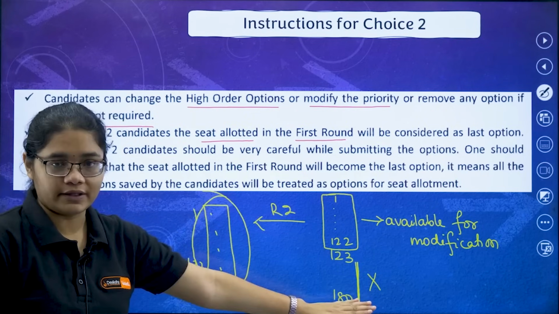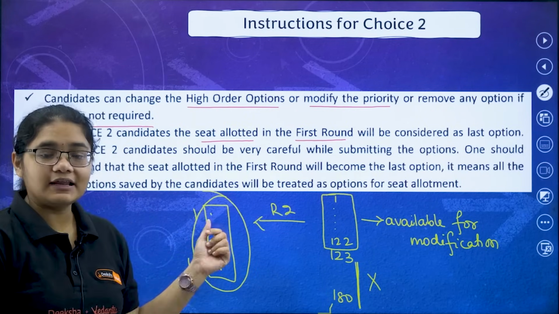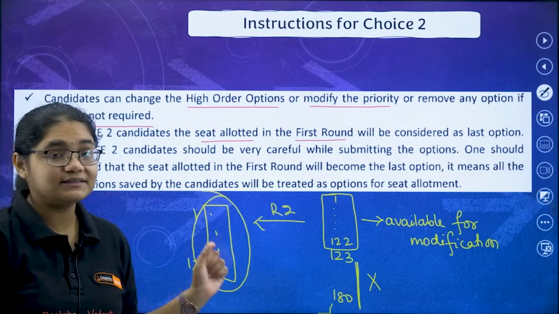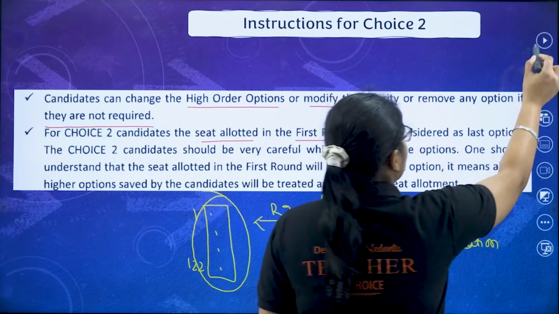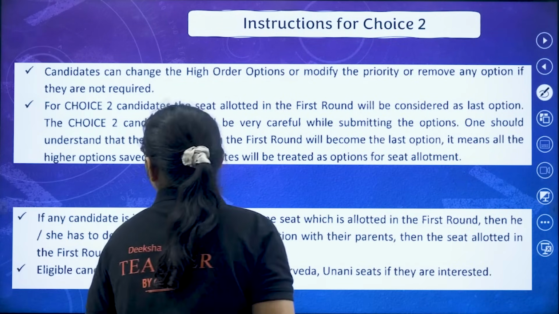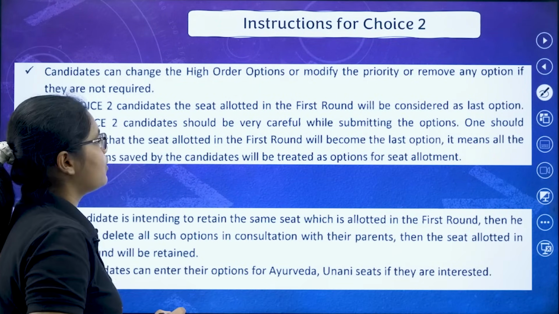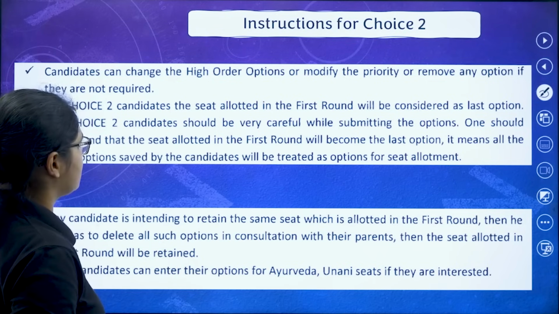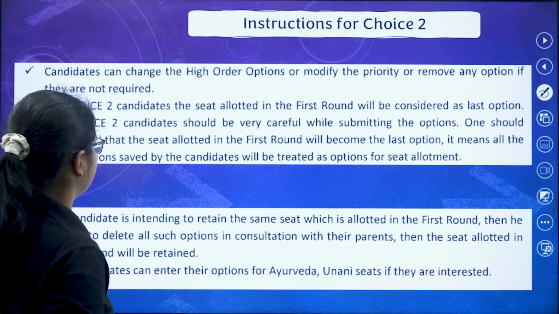These other options are not there. If any seat is there in this list which is not required or where you are not interested, then please remove it. Okay. Now we will see some more instructions. Candidates can change the higher order options, modify the priority, or remove any option if they are not required. Okay, this I have already discussed.